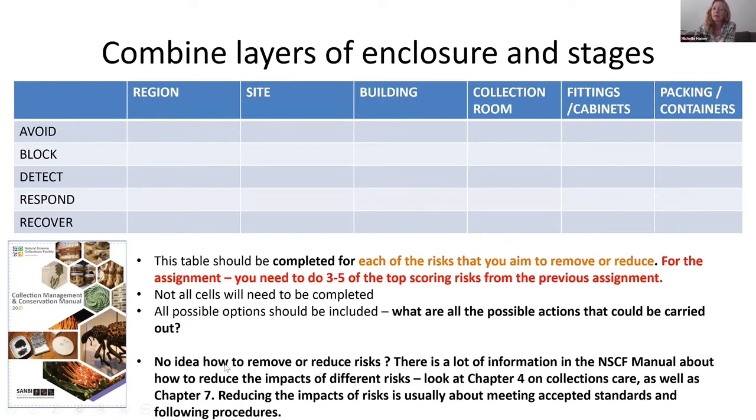So it can be difficult. You might have no idea how to remove or reduce the risks. And so what we suggested is that you can go back to the manual, look at chapter 4, look at chapter 7. There are recommendations for how to address risks. And it's really about meeting accepted standards and following procedures. So it may be that your mitigation might be to develop a policy and implement that policy. Might be about developing SOPs and implementing those SOPs. So if you're stuck, go back to the manual.